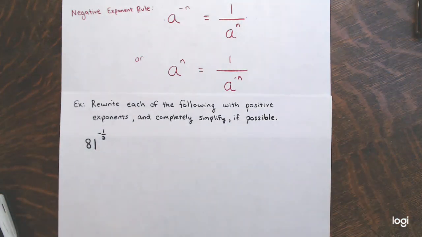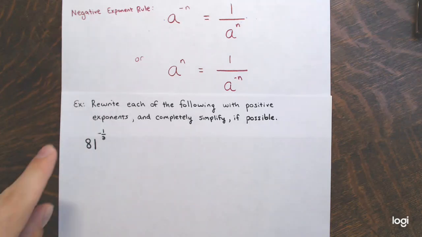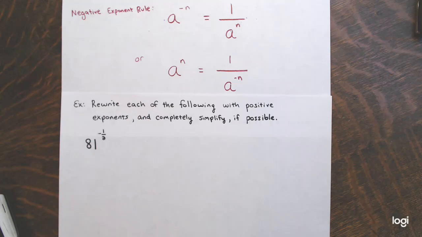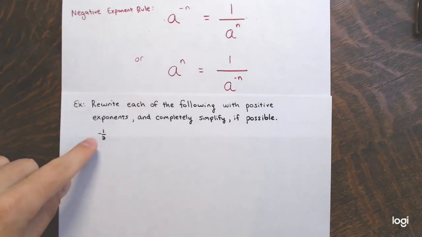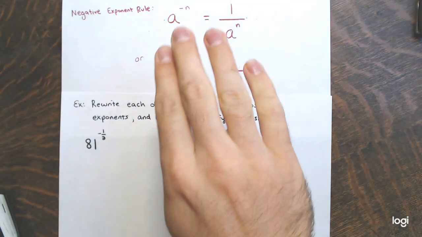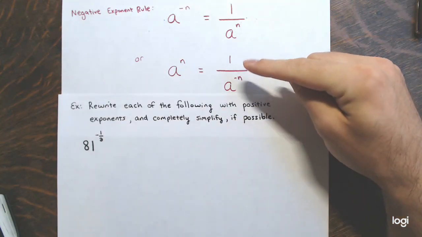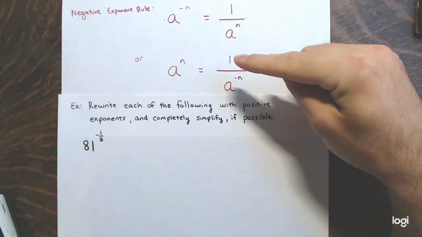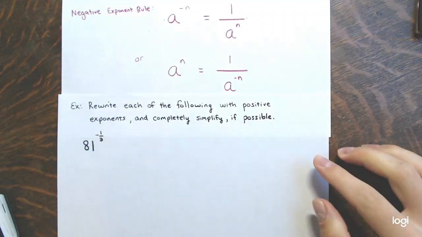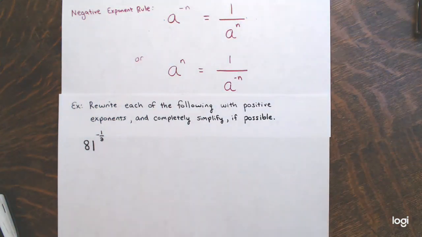All right, so rewrite each of the following with a positive exponent. So wherever there's a negative exponent, that's what these rules are for, to take something with a negative exponent and rewrite it as an expression with a positive exponent, or vice versa. This side has a negative power, and I can rewrite it with a positive power. And then simplify, tell me what number it's equal to, if possible, if it's actually a real number.